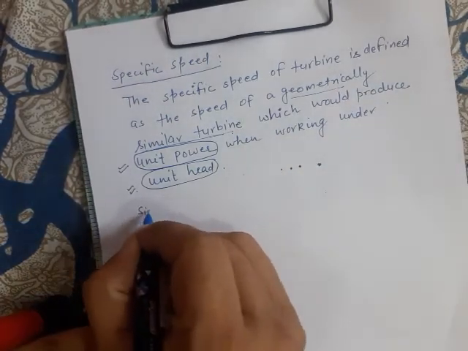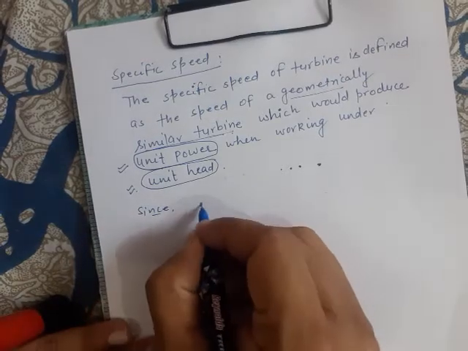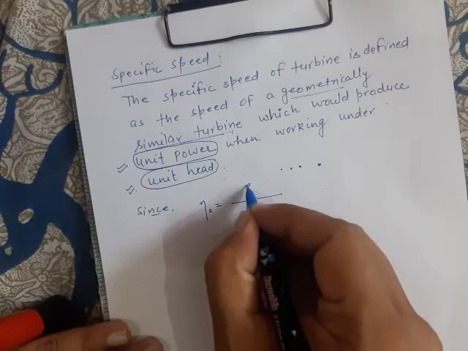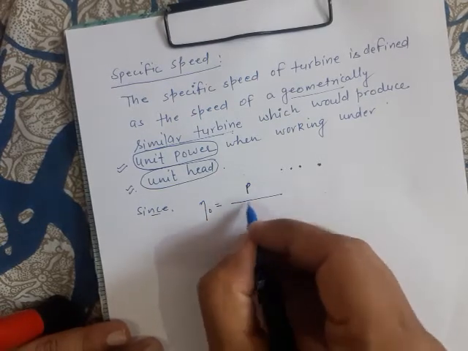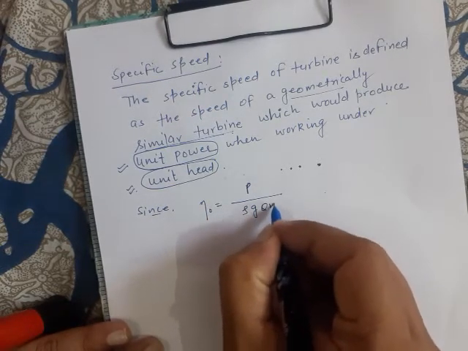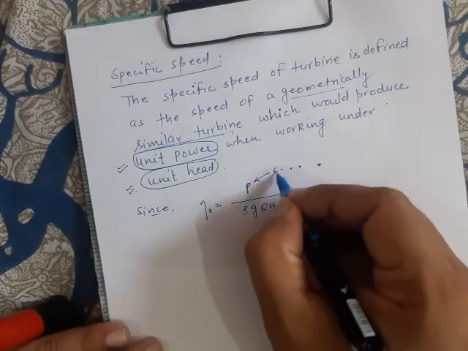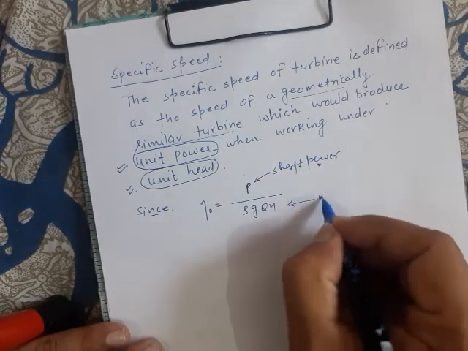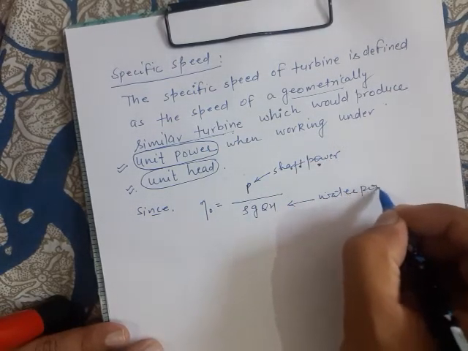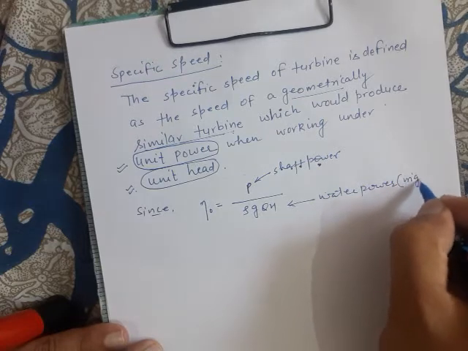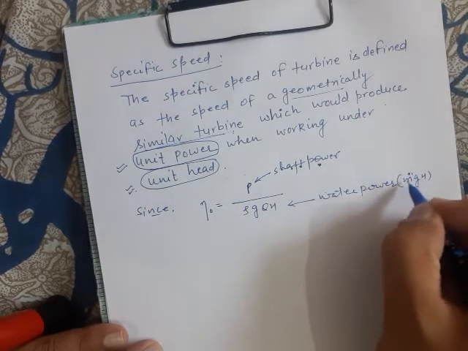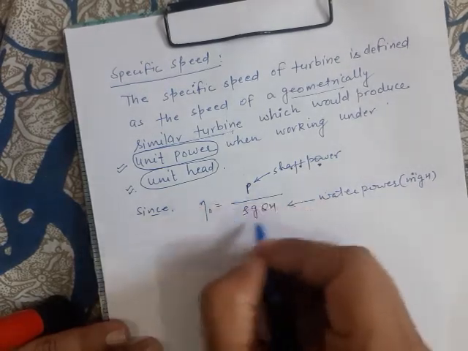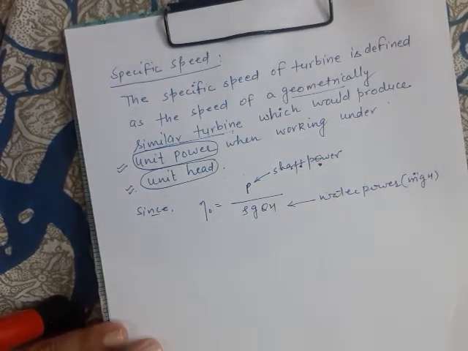Since we know that the overall efficiency of the turbine is given by the expression P upon rho g Q H. Please note, this P is the shaft power. And this is the water power, given by the expression m dot g h. I have replaced m dot by rho multiplied by discharge. Rho multiplied by discharge is the m dot. So this is the expression for the overall efficiency of the turbine.